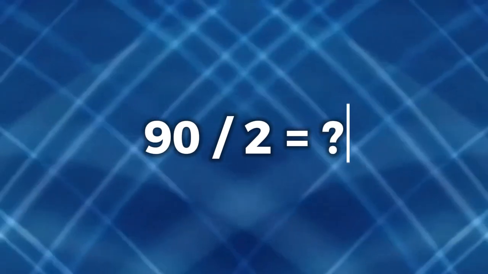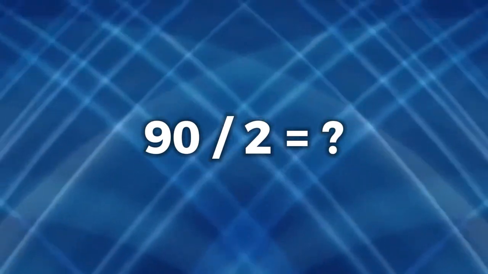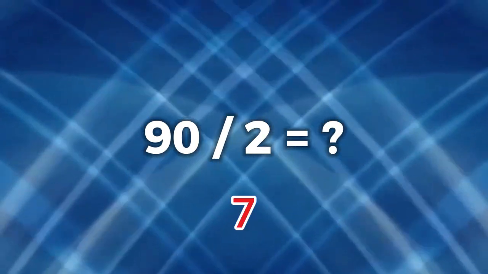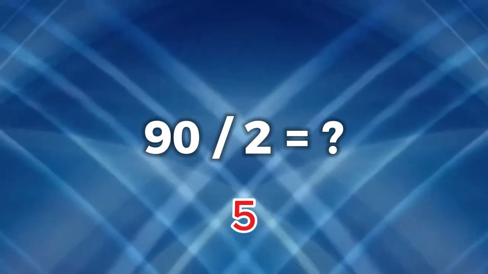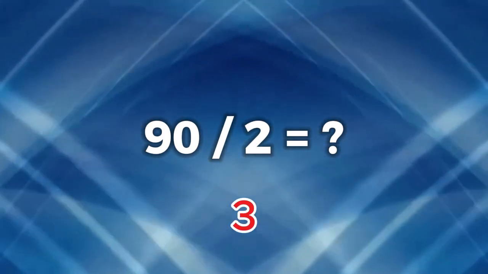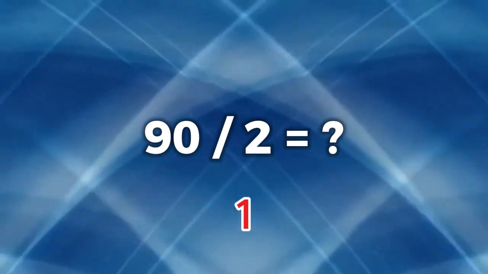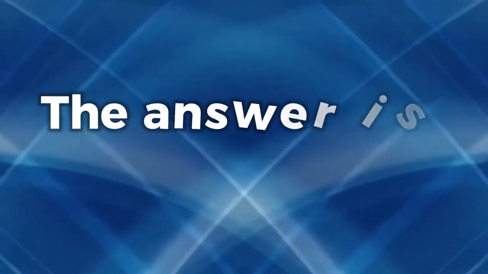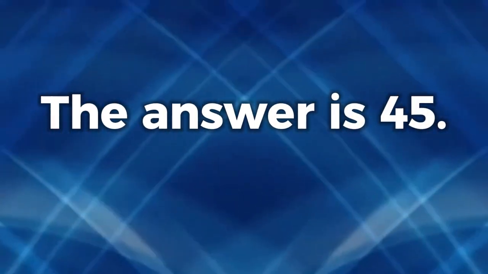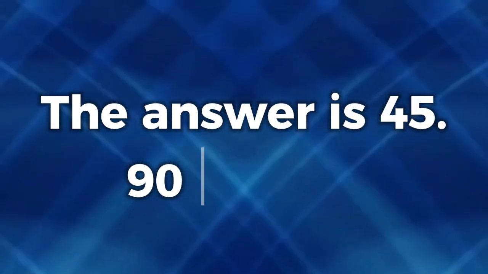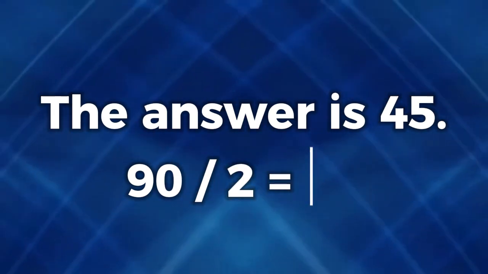Now for the second problem. 90 divided by 2 is equal to... The answer is 45. 90 divided by 2 is equal to 45.